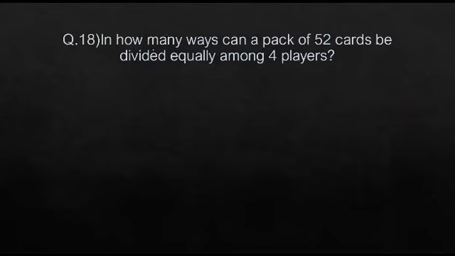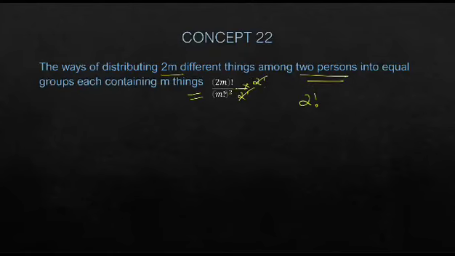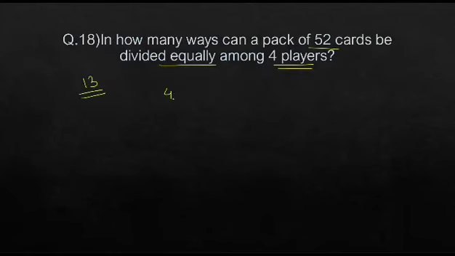Now this is the question for that. In how many ways can a pack of 52 cards be divided equally? Again we have equal distribution, so one player will have 13 cards among 4 players. Here we have 4, so in place of 2 we'll write 4. It will be 4m factorial divided by m factorial raised to the power 4, and we do not have to write 4 factorial here because it gets cancelled, since distinct players are included.